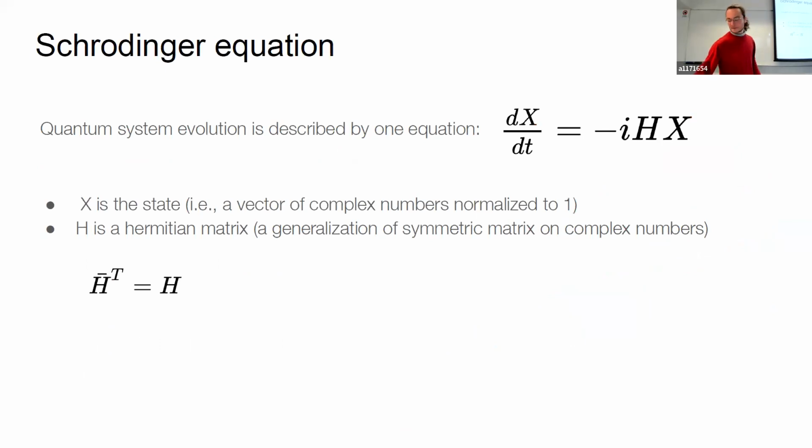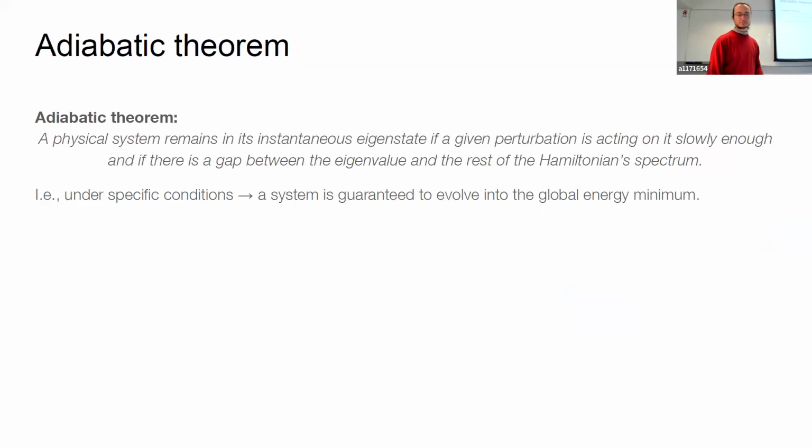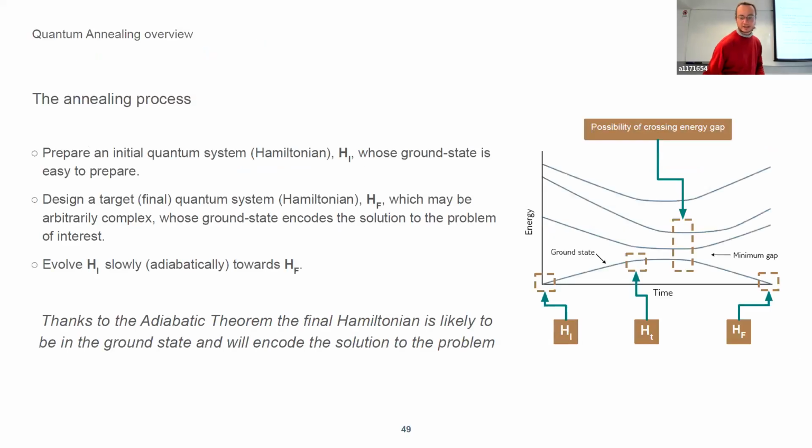So yeah, that's the Schrödinger equation, which is how the system evolves in time. So it's what you really use to design those quantum gates. And the adiabatic theorem is about the fact that if you evolve the system slowly enough, you stay in the ground state.